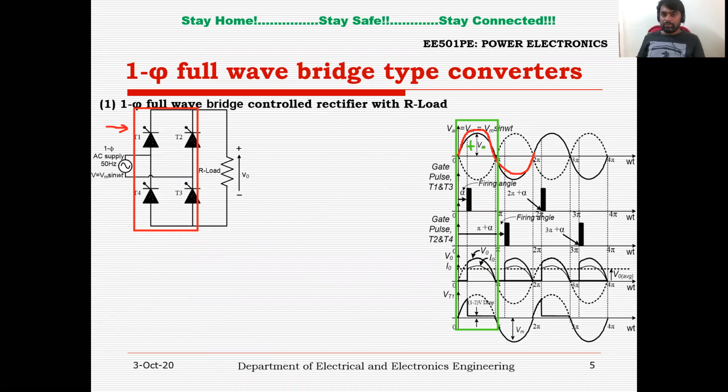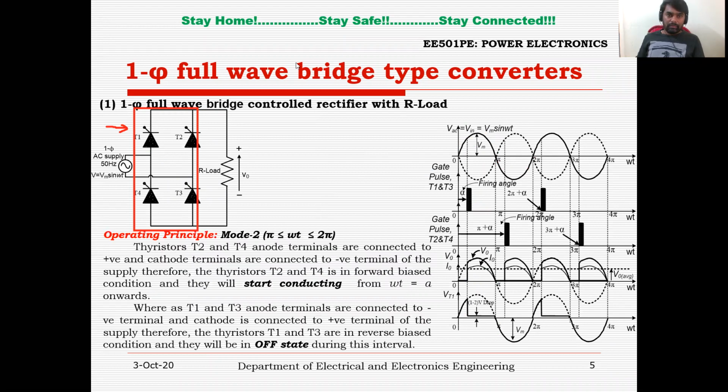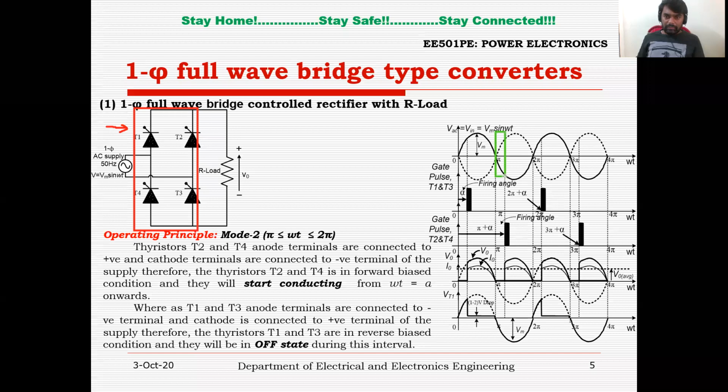Now we'll move on to the negative half cycle, which will start from omega t equal to pi to omega t equal to 2 pi. During this interval, the polarity gets reversed. Previously it was positive and negative, now it became negative and positive. So leg A center point is connected to negative.